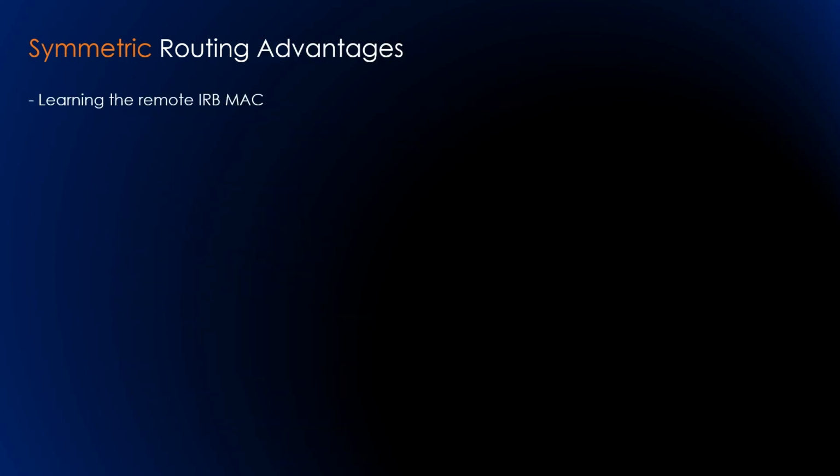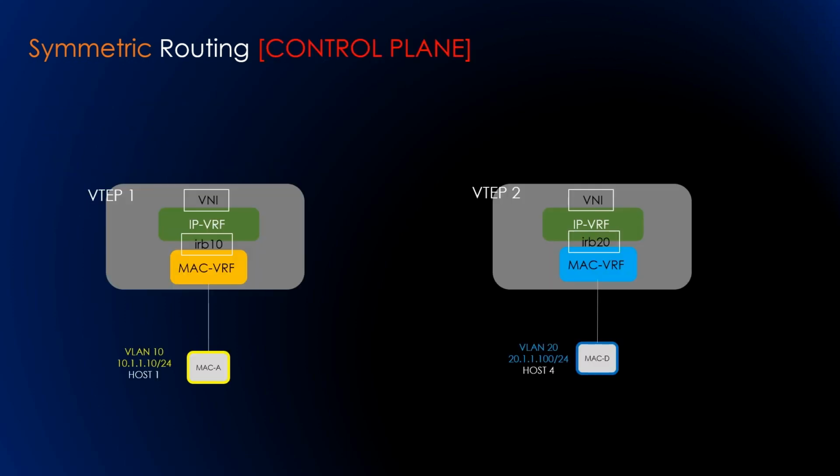The symmetric IRB resolves three major shortcomings of asymmetric IRB by adding an IP VRF on the leaf: learning the remote IRB MAC, VNI scaling limit, and IRB next hop MAC table explosion. In order to enable inter-subnet routing across leaves in a deployment where not all subnets are provisioned at the leaves participating in an EVPN, an IRB instance leaf must advertise a local subnet route, which is route type 5.